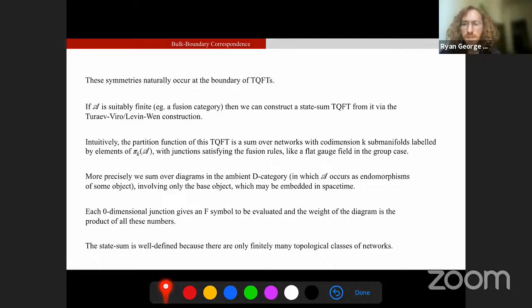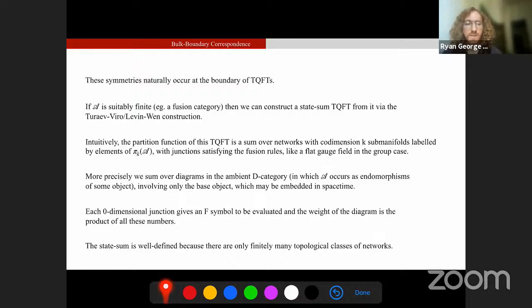In particular, if A is a fusion category, which is a monoidal category with duals and with finitely many semisimple objects, then we can construct a state sum TQFT, so a TQFT with a very nice combinatorial partition function, from this Turaev-Viro construction, or Levin-Wen if we want to construct a Hamiltonian.